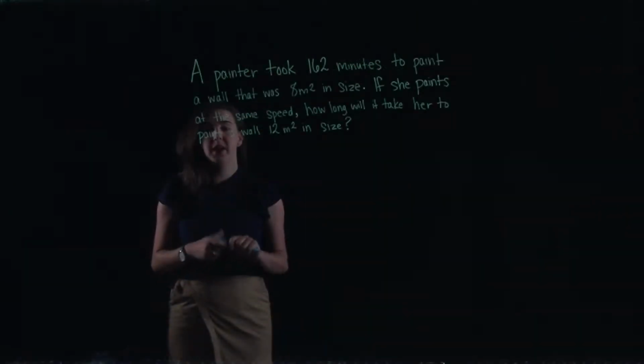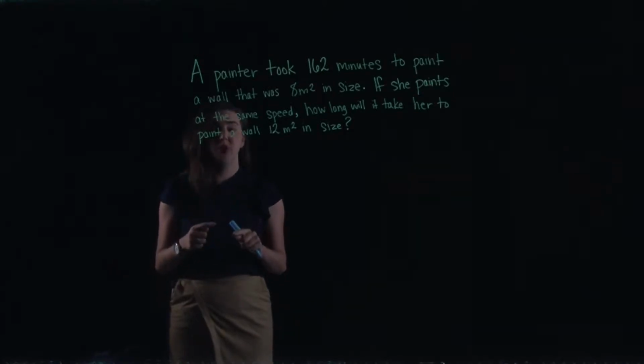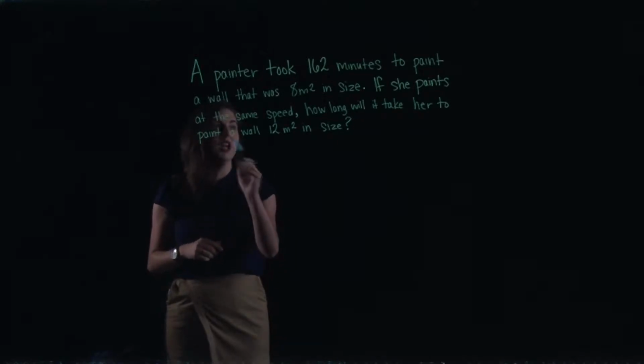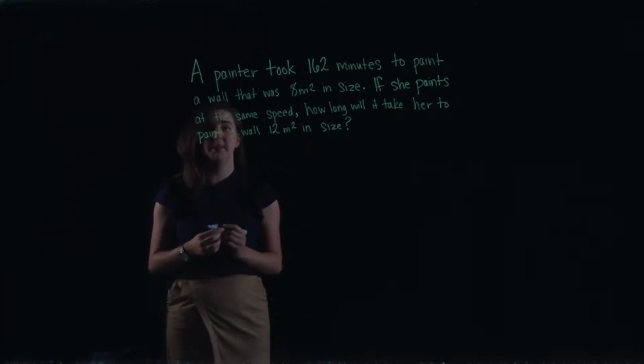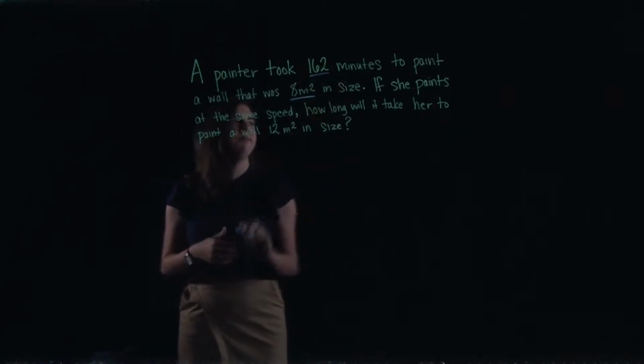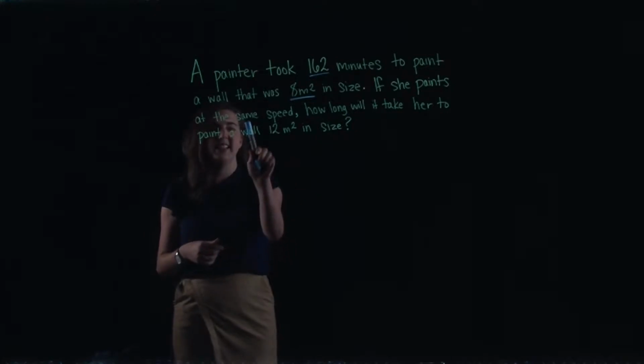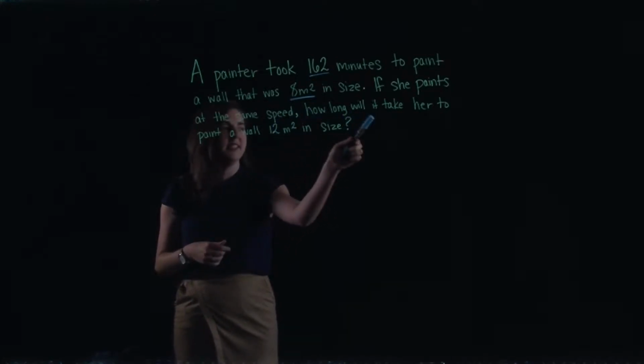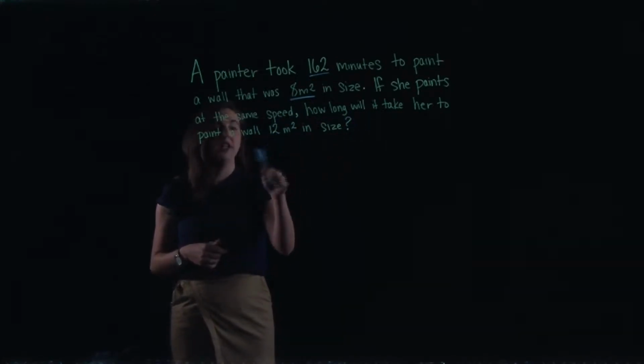So now that you know what a worked example is, we're going to solve two problems, the first of which will be a quantitative worked example. And for this, we're going to solve an algebraic word problem, which says that a painter took 162 minutes to paint a wall that was 8 meters squared in size. So 162 minutes, 8 meters squared. If she paints at the same speed, how long will it take her to paint a wall 12 meters squared in size?